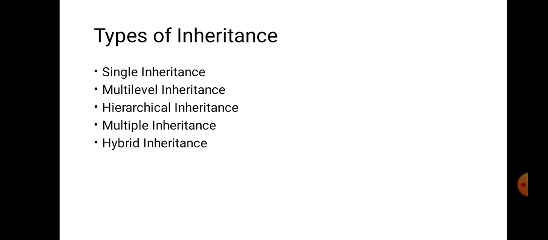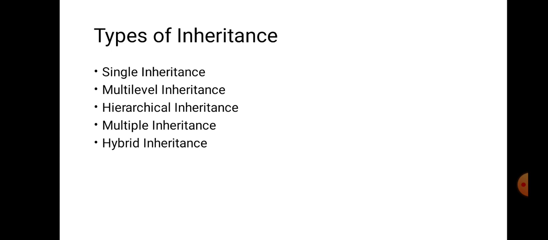Inheritance has multiple types. Let us see what the types of inheritance are. There are single inheritance, multiple inheritance, hierarchical inheritance, multilevel inheritance and hybrid inheritance. So these are the 5 types of inheritance.